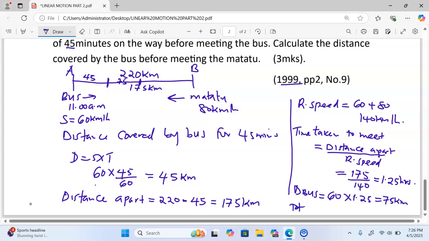So the total bus distance is going to be equal to 75, you add 45, and this is going to give us 120 kilometers as the answer to this particular question.